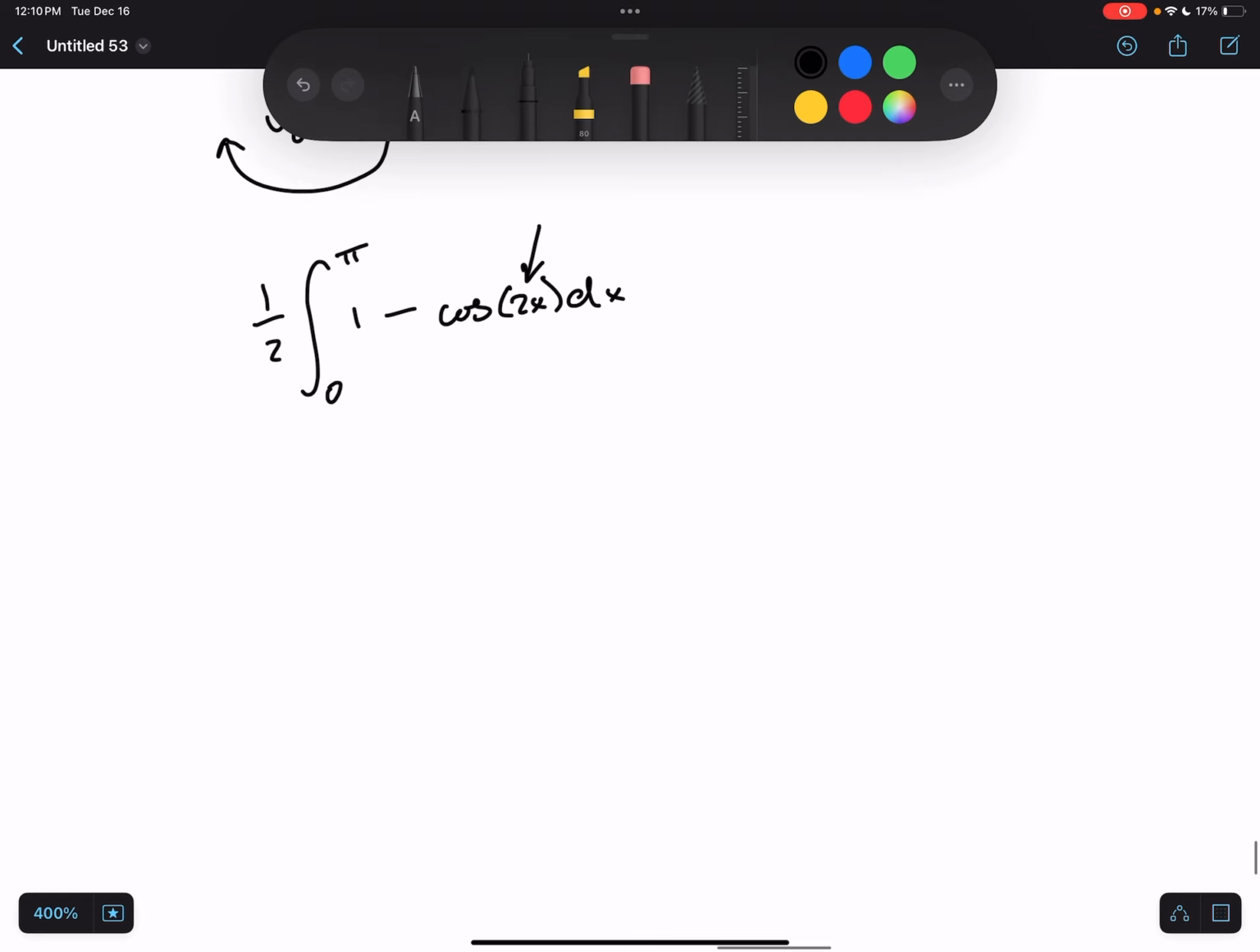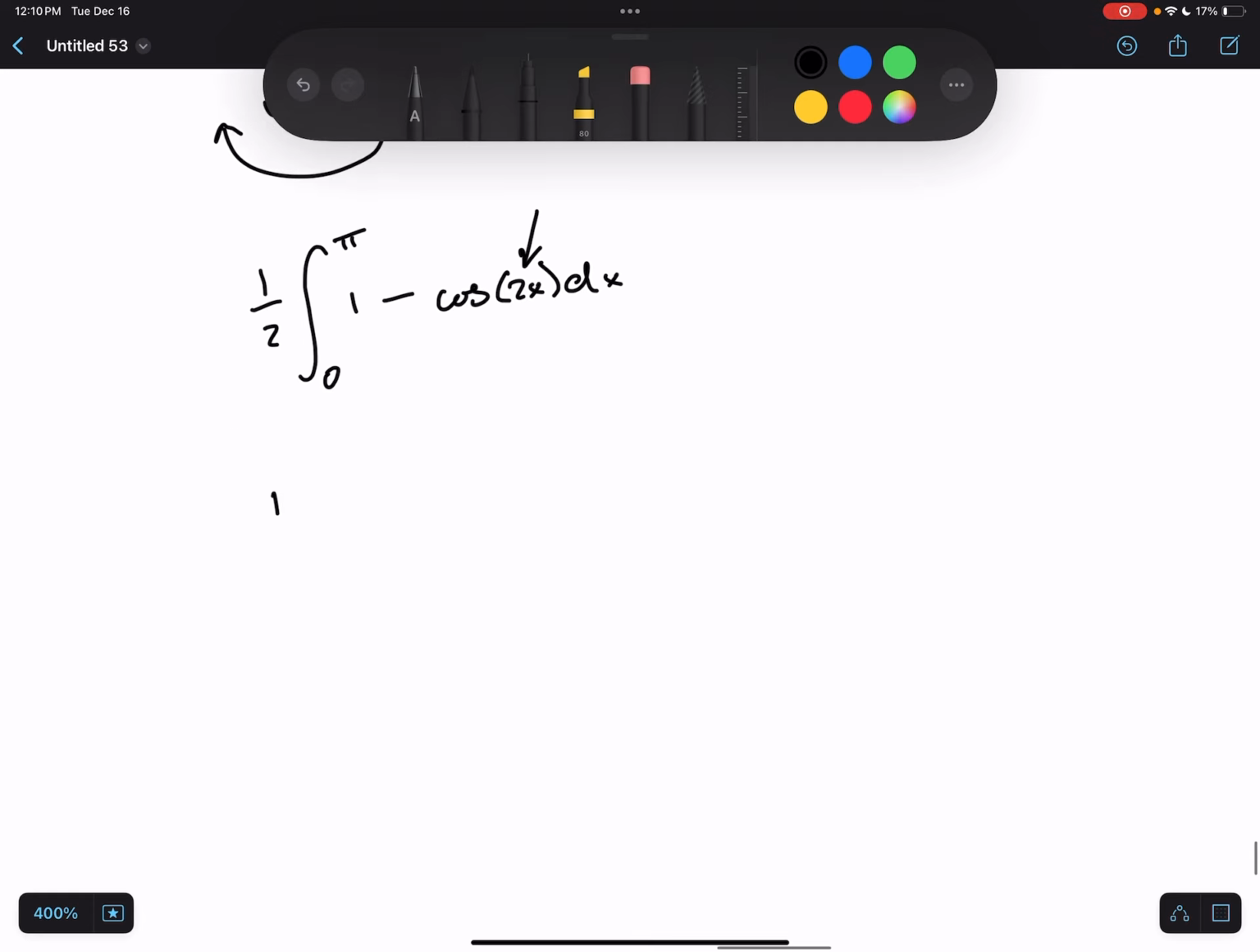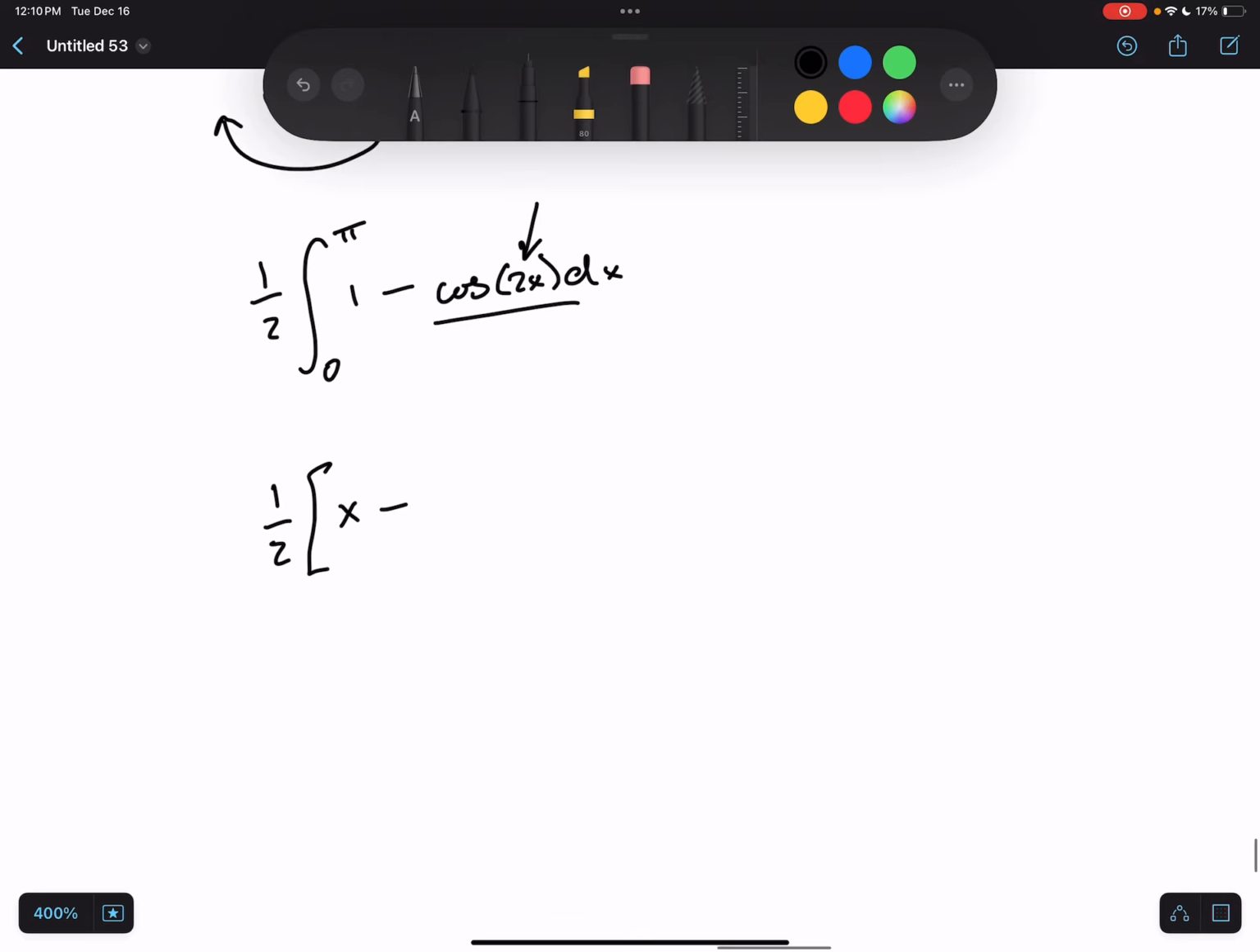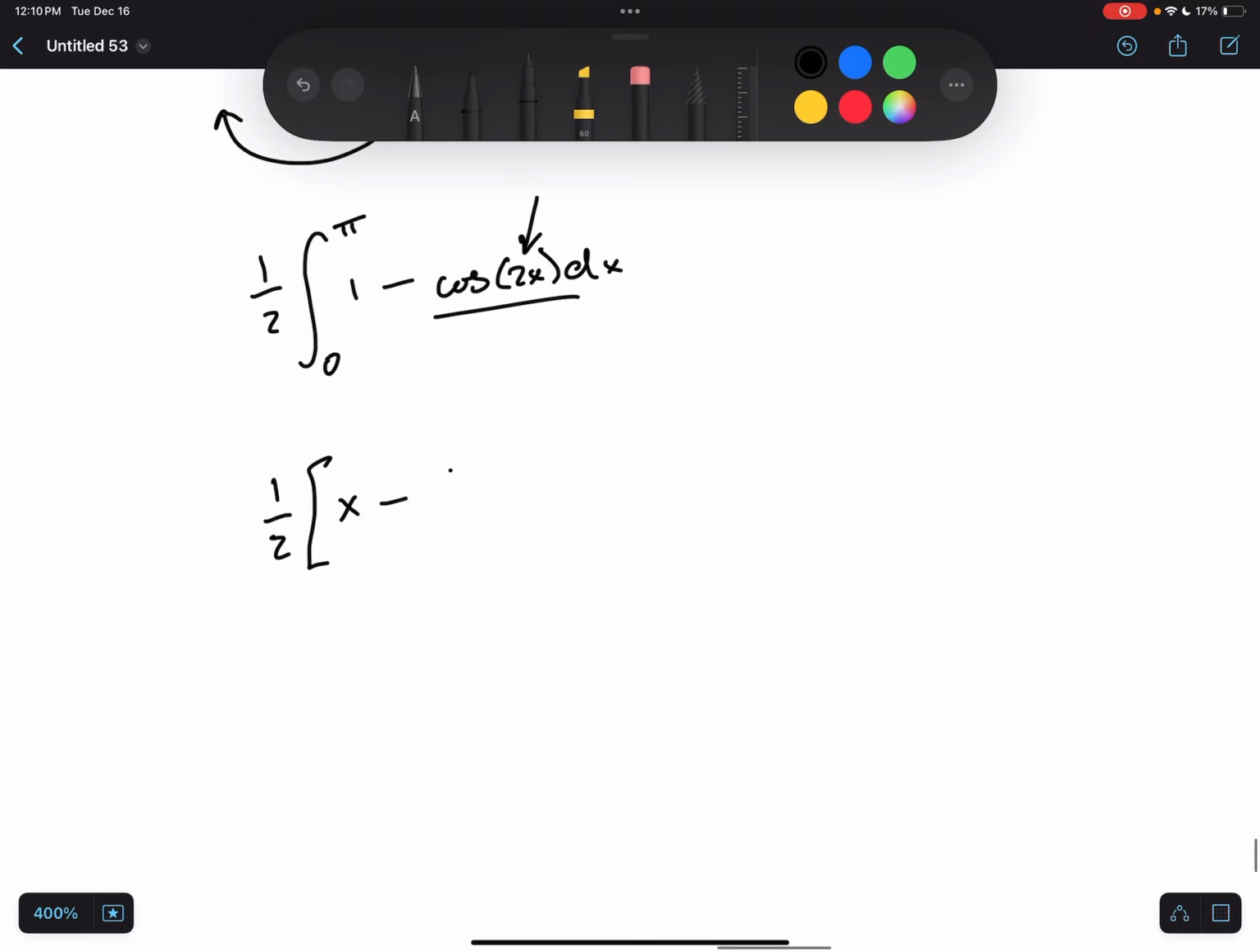effectively integrate it. So what we'll do first is we'll say 1/2 times the integral of 1 with respect to x is x, minus, and the integral of cosine 2x with respect to x is sine 2x over 2, and we'll evaluate this from 0 up to pi.